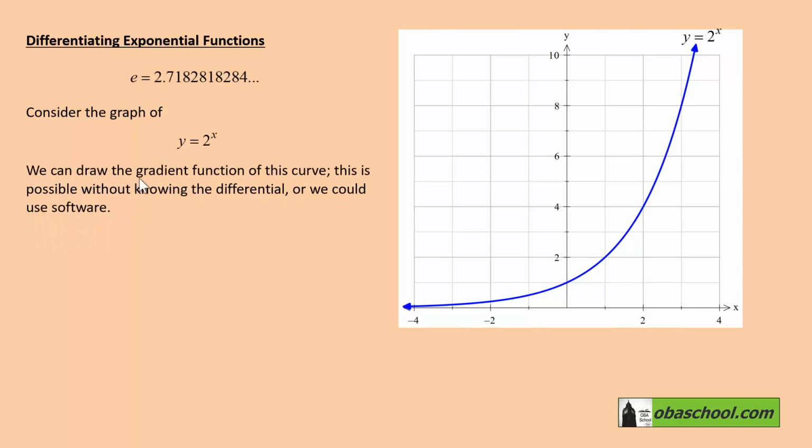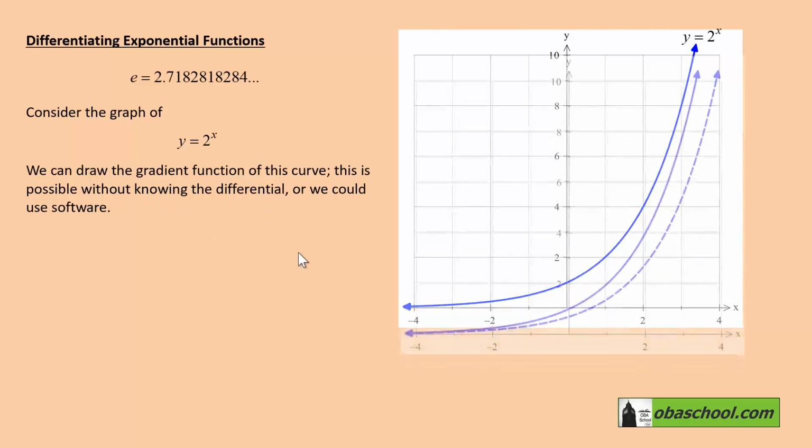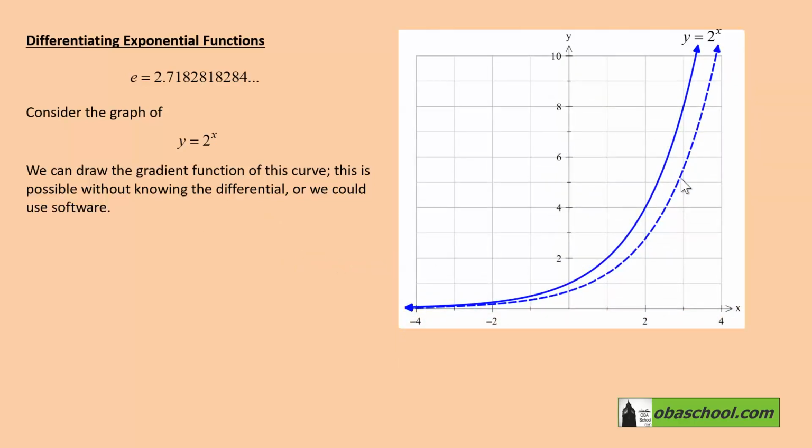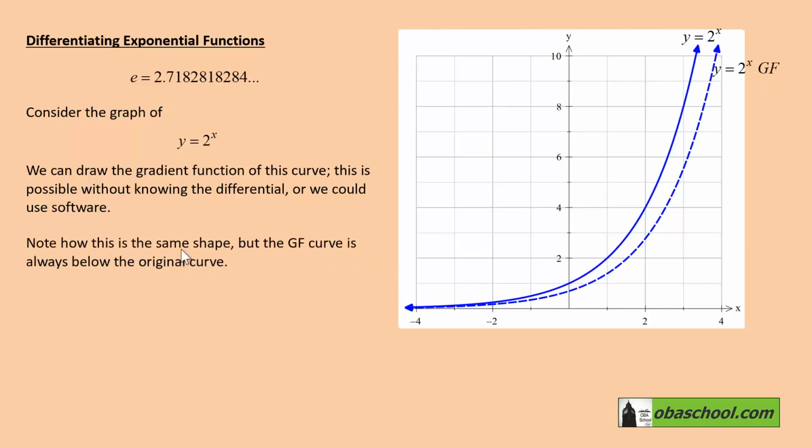We can draw the gradient function of this curve. This is possible without knowing the differential, or we could use software, as I've done here. And this is the gradient function of y equals 2 to the x. Note how it's the same shape, but the gradient function curve is always below the original curve. So look at the intercept that I pointed out earlier.